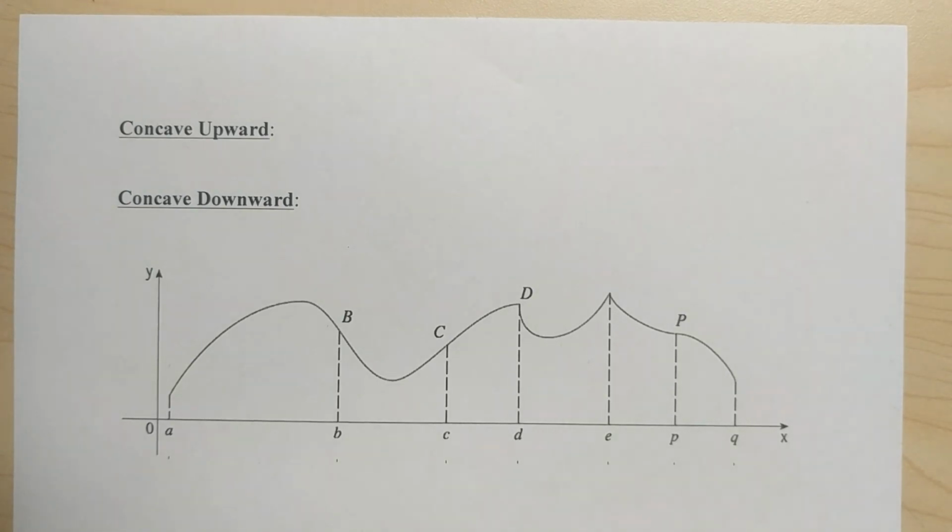All right, let's talk about concavity. So concavity is sort of just a fancy word for curvature. How curvy is my graph, okay? And so based on that, there's some definitions about being concave upward or concave downward.